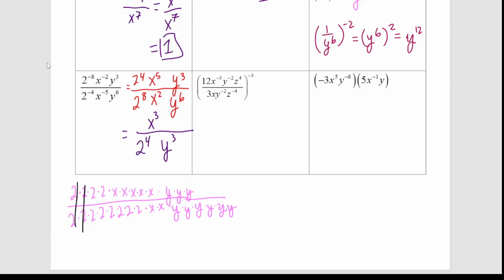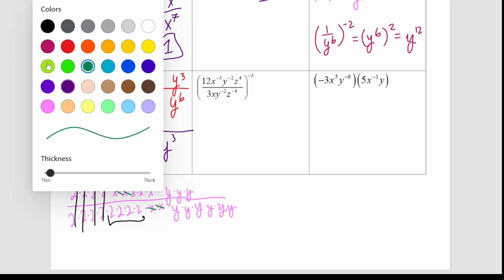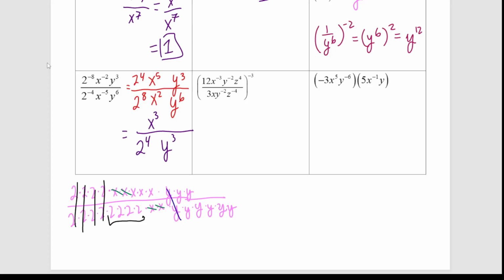left. 2 divided by 2, 2 divided by 2, 2 divided by 2. Oh my gosh, I'm left with 4 2's in the denominator. Similarly, x divided by x, x divided by x, 3x is left in the numerator. Similarly, y divided by y, y divided by y, y divided by y, 3y's left in the denominator.